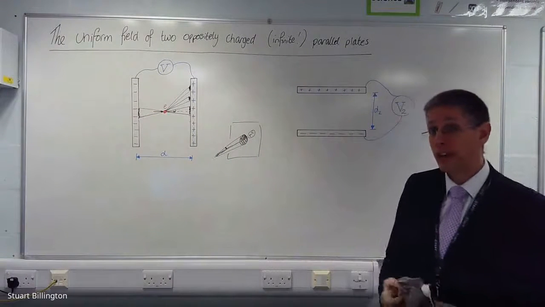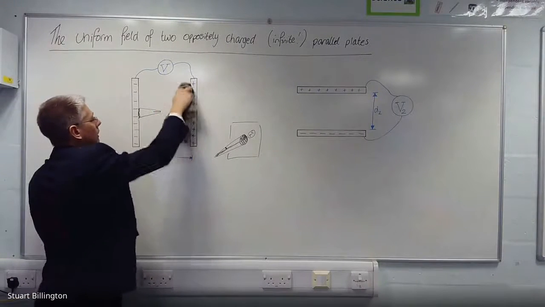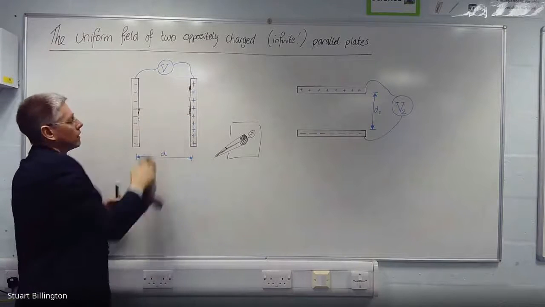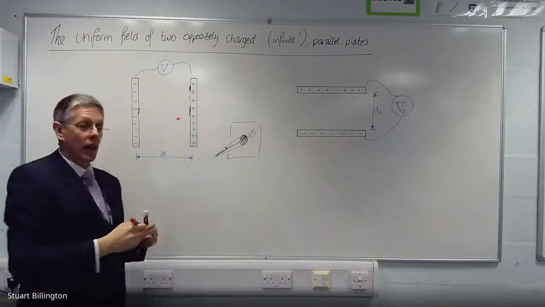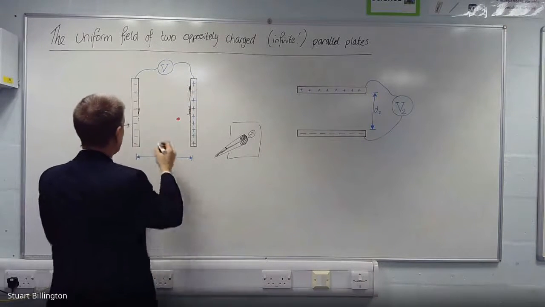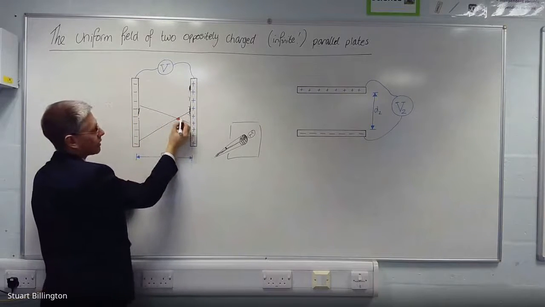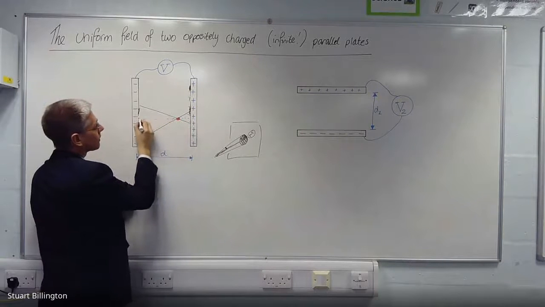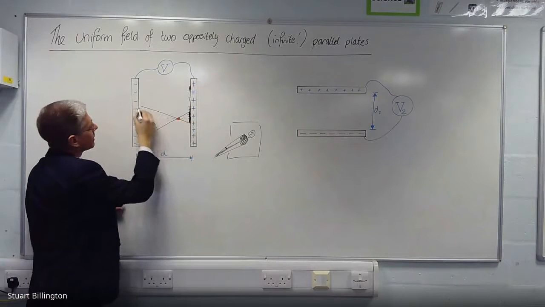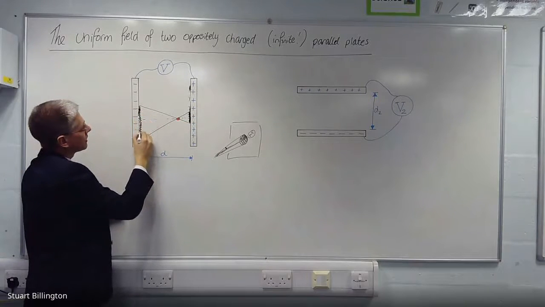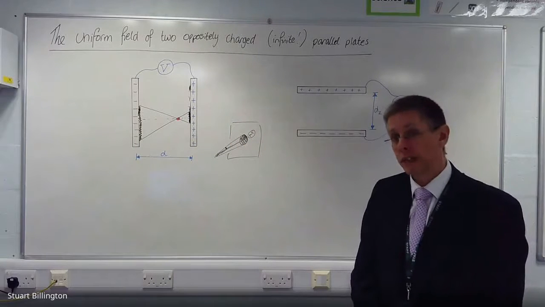Right, let's move the electron and have a look if it's somewhere else. Let's put the electron a little bit nearer to this plate. And we're going to keep the same angle when we draw the cone. The same angle on either side. Now what you can see is that the electron is much closer to the positive plate.